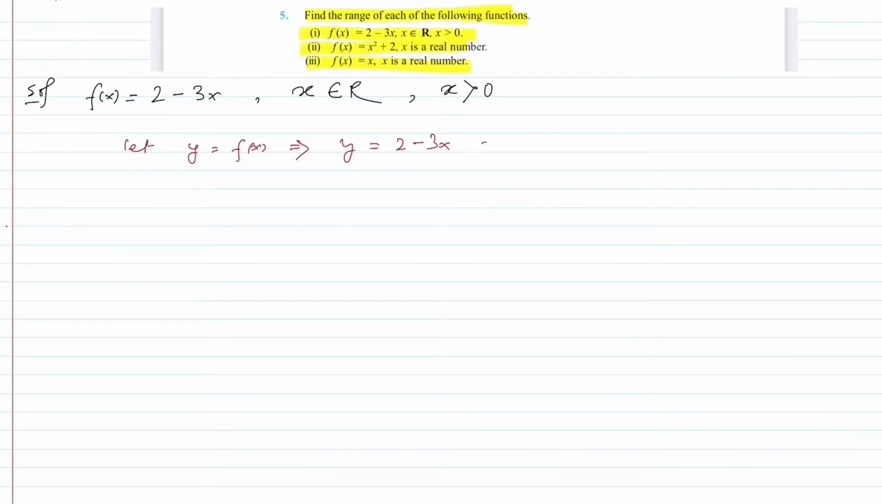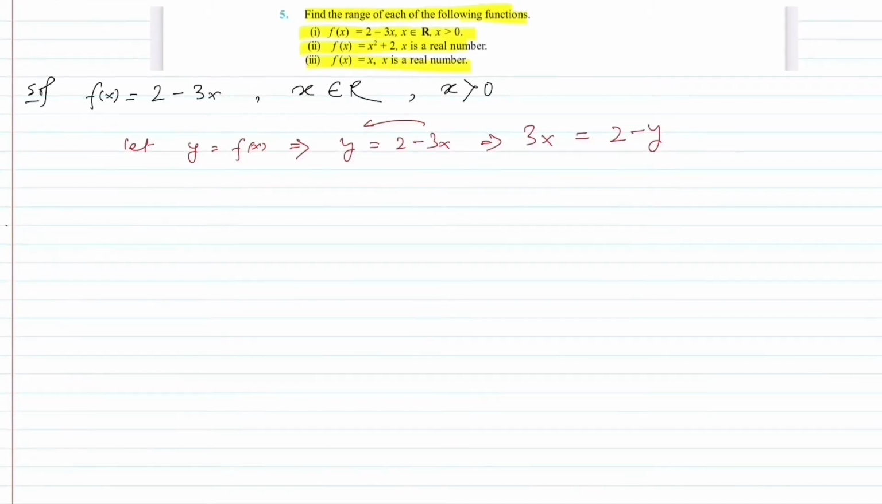So it implies, let's bring the minus 3x to this side, then it will be plus thrice x on the other side, 2 minus y. So thrice x is equal to 2 minus y, so x is going to be equal to 2 minus y divided by 3.